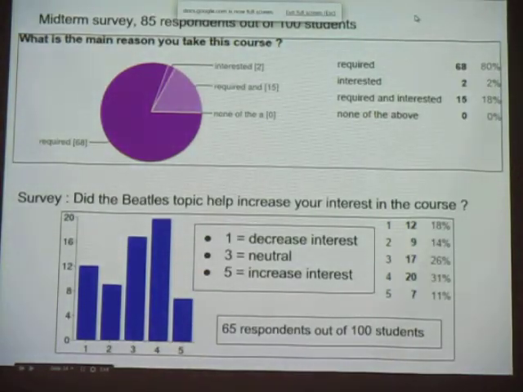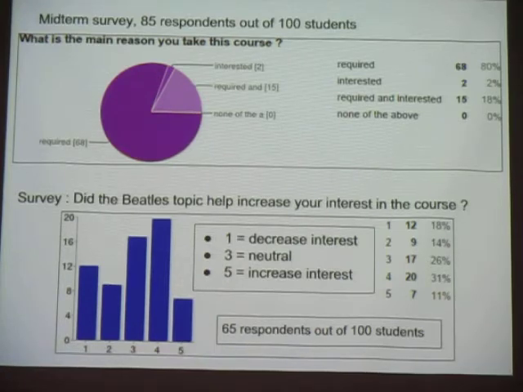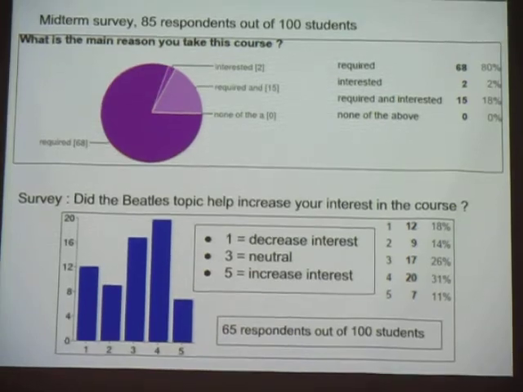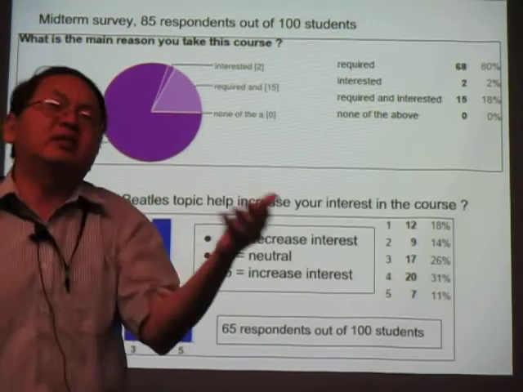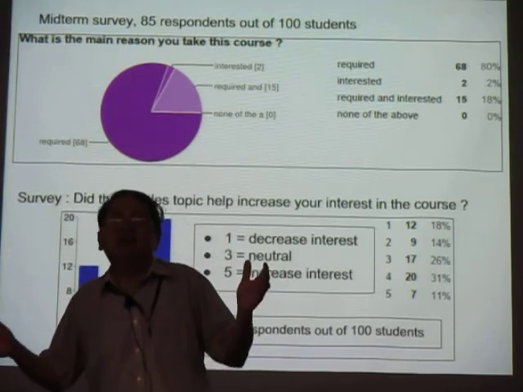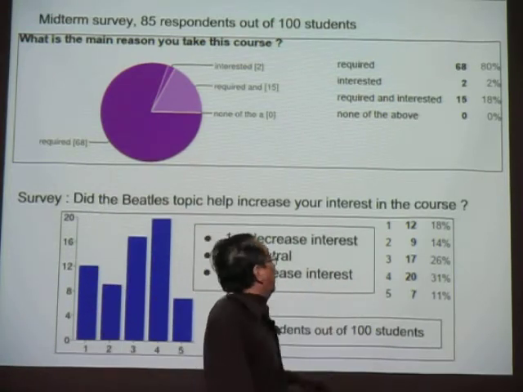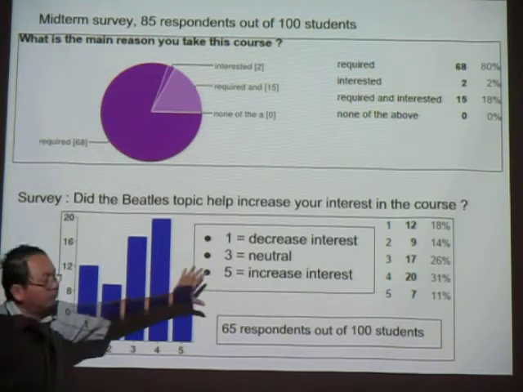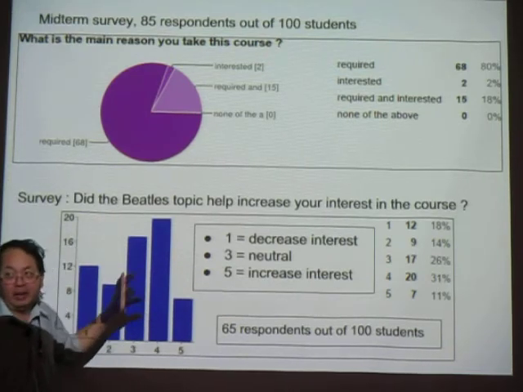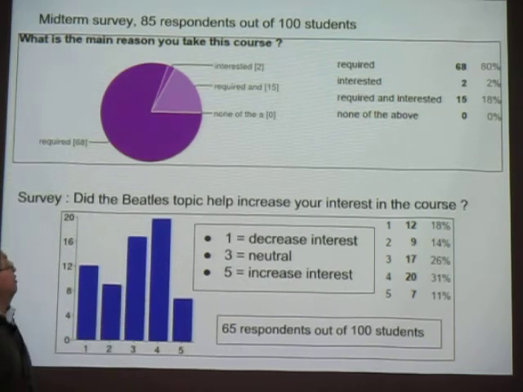You remember that I asked you to fill in the survey form, right? Most of you answered that you took this course because it's required. A few say because you are interested, but most answer that because it's required. As you saw from last semester, 80% of the respondents, not so different. This semester 75%, but most say that you took this course because it's required. And then after the Beatles topic, I also surveyed the class, and this is the result.